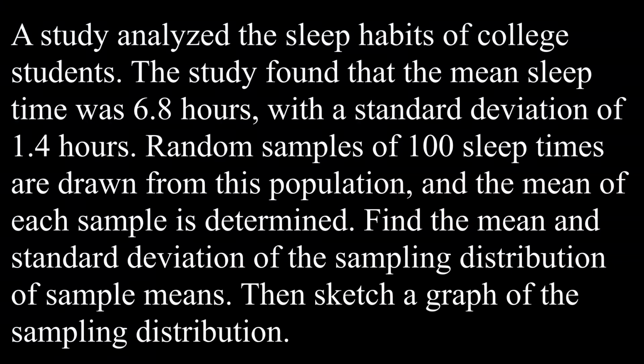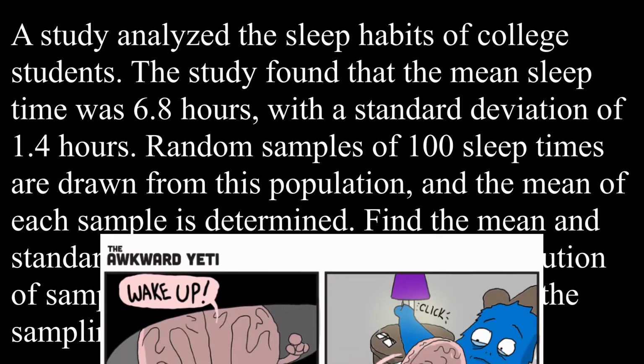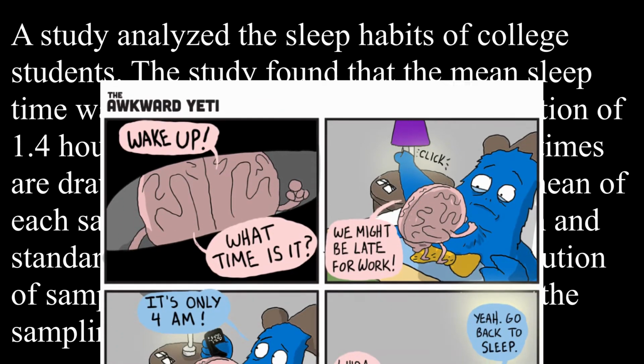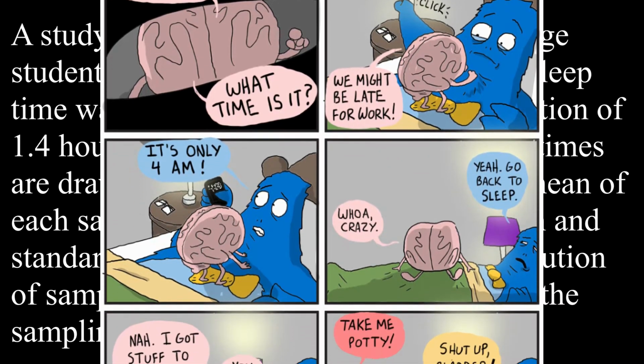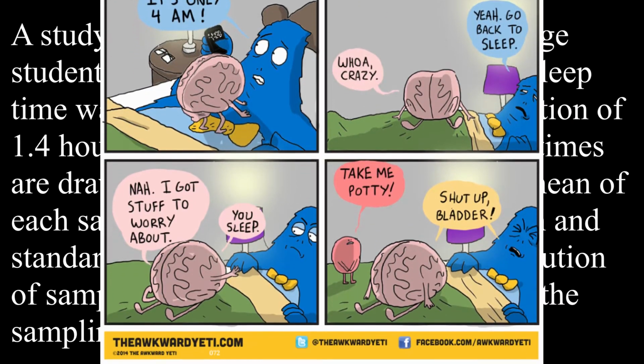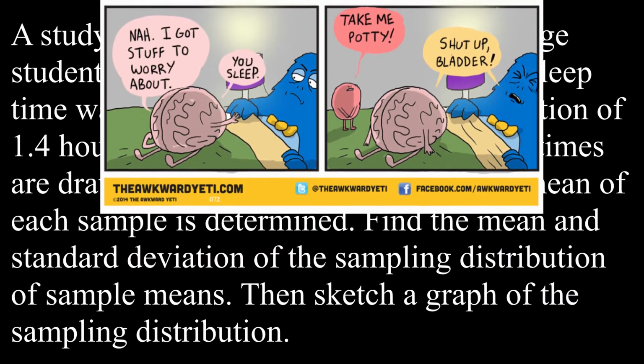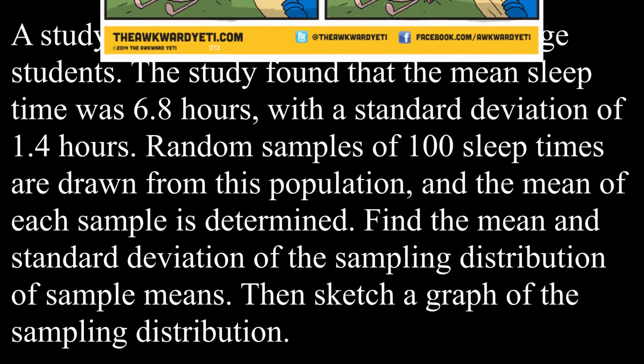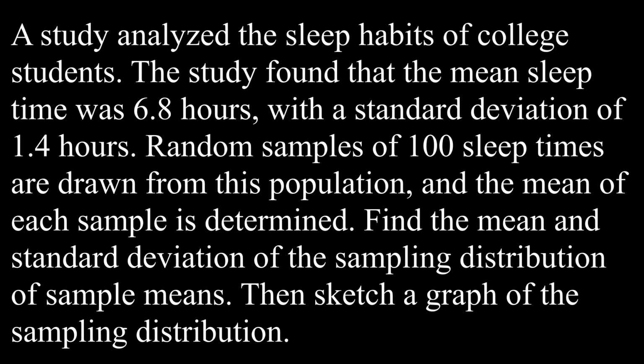For this example, a study analyzed the sleep habits of college students. The study found that the mean sleep time was 6.8 hours with a standard deviation of 1.4, which I think is definitely not enough for your growing minds, as it were. But random samples of 100 sleep times are drawn from this population, and the mean of each sample is determined. We want to find the mean and standard deviation of the sampling distribution of sample means, then sketch a rough graph of that sampling distribution.